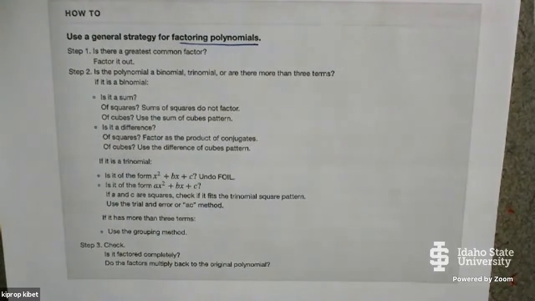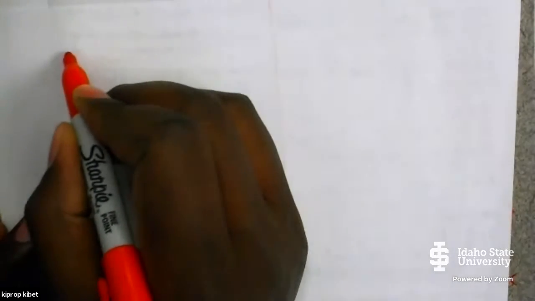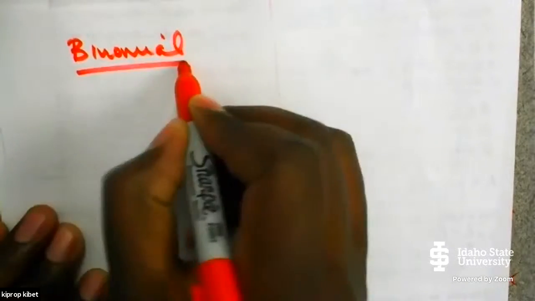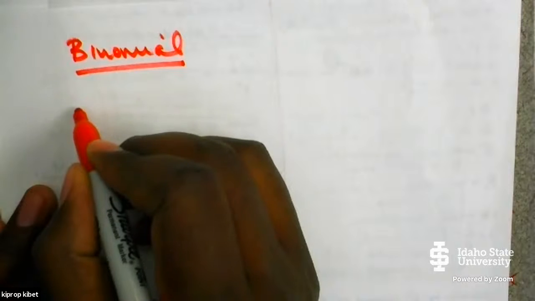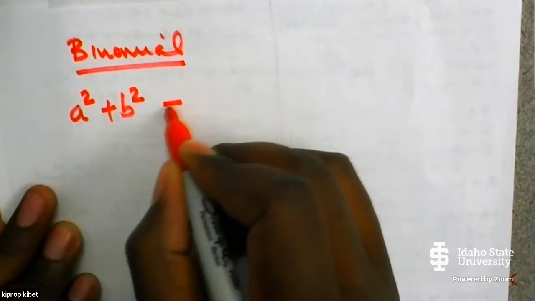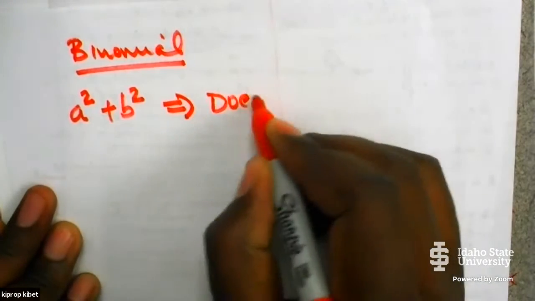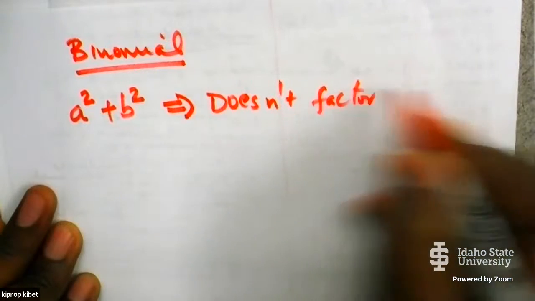So what was the pattern? So let's start from the squares. So binomial. If it is a polynomial, let's say a squared plus b squared, then it doesn't factor further.